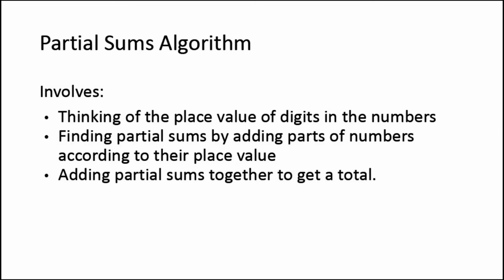Our first algorithm will be for addition, and it's called the partial sums algorithm. Now, the partial sums algorithm involves thinking of the place value of the digits in the numbers and finding partial sums by adding parts of the numbers according to their place value. We'll be adding partial sums together to get a total sum. Let's look at some examples of the partial sums algorithm.